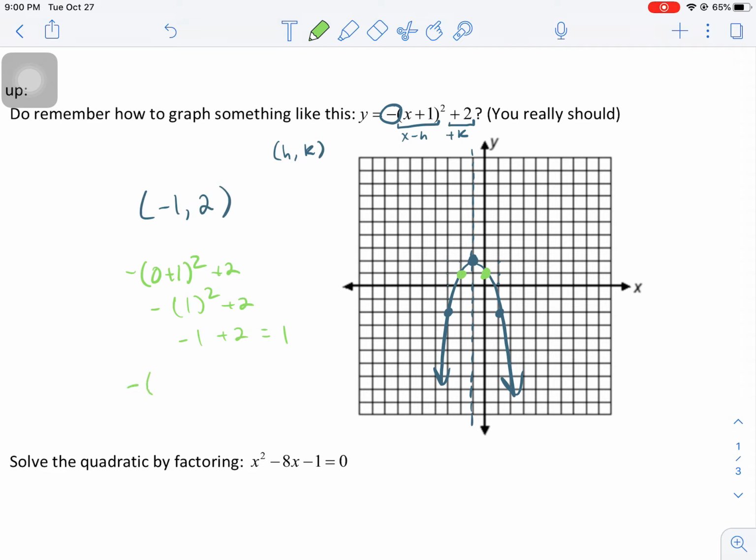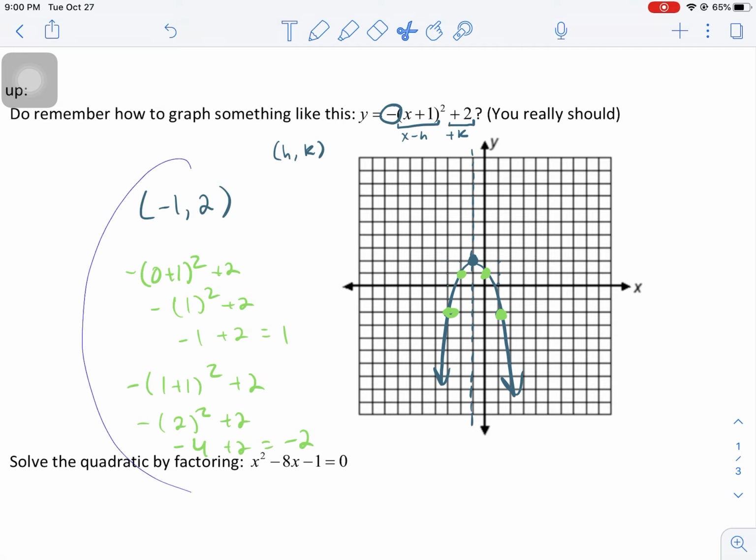And then from here, you're going to have to plug in 1. So negative (1 plus 1) squared plus 2. So that's negative 2 squared plus 2. So it's negative 4 plus 2, which would give us negative 2. So 1, negative 2. Graph across the axis of symmetry. And there you go. You have your 5 points as well.